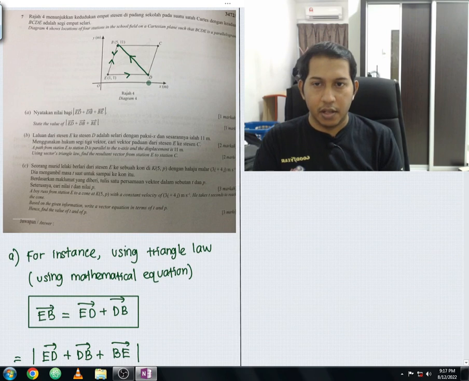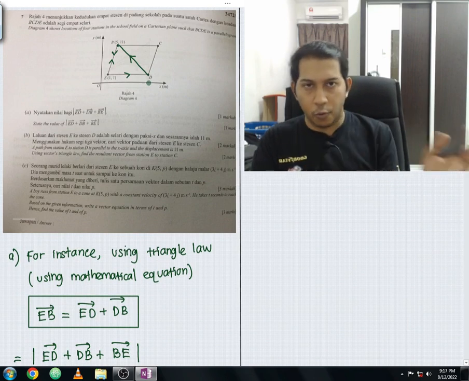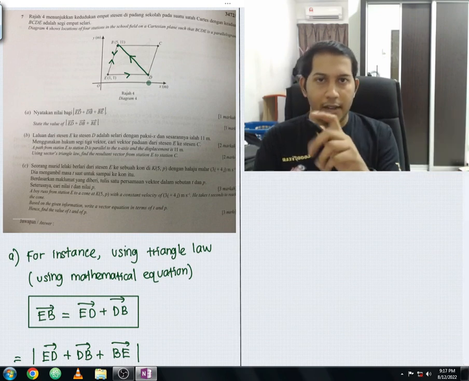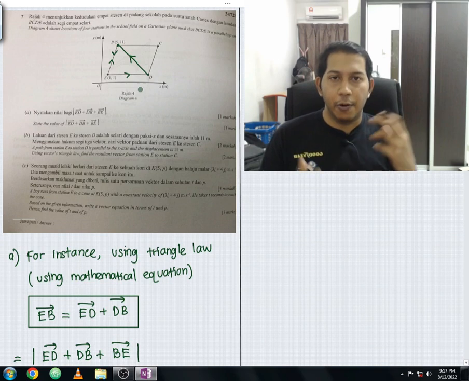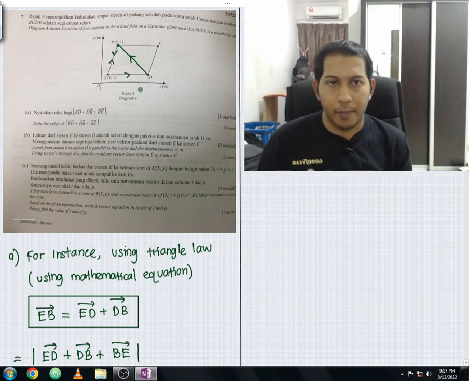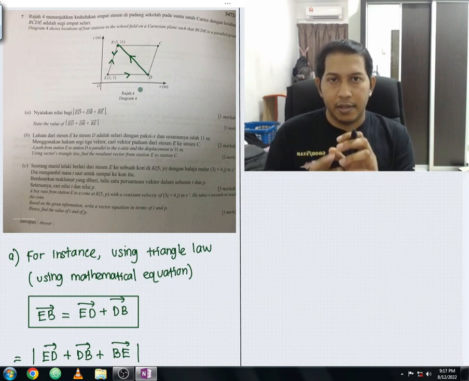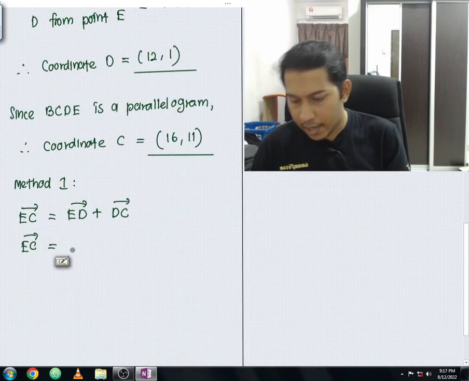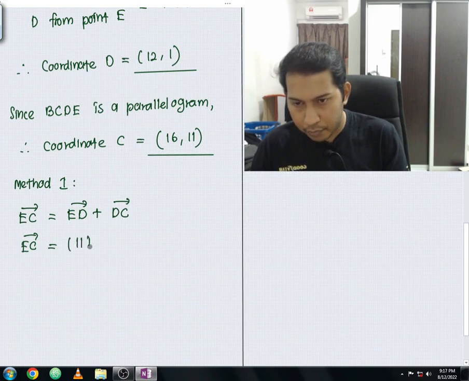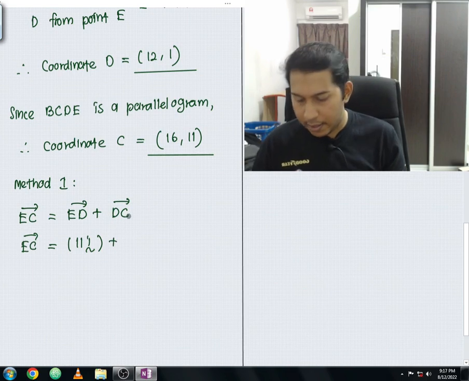That means there will be no change in the y coordinate, so the difference between the y coordinates will be 0. But the difference between the x coordinates will be 11. So we write our vector in ij format. Since i represents the x coordinate, we just write our vector ED as 11i. So 11i plus vector DC.